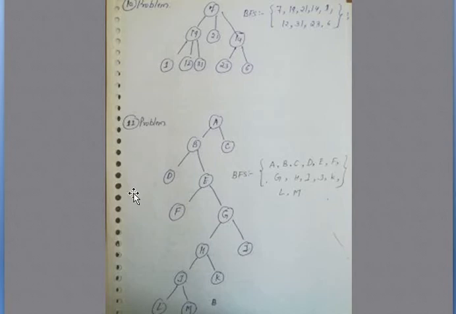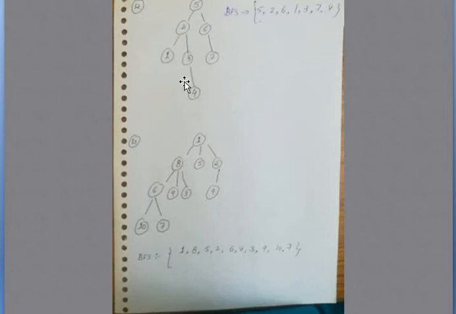For the breadth first search, if we see this tree: A, B, C, D, E, F, G, H, I, J, K, L, M, going from here to here, level by level. Next, for this problem also we can easily find the breadth first search.